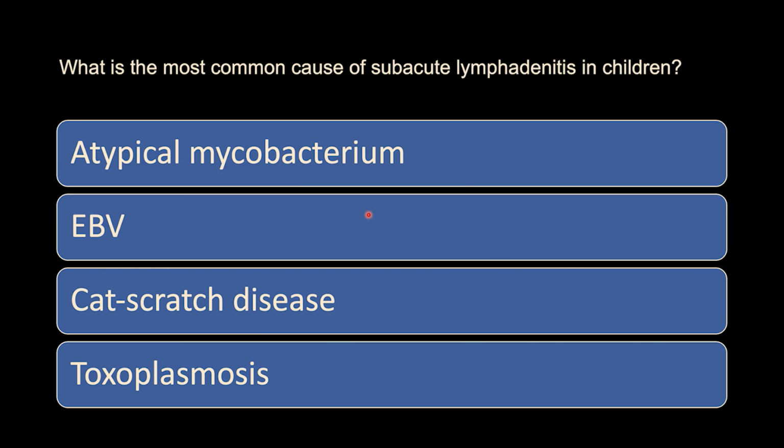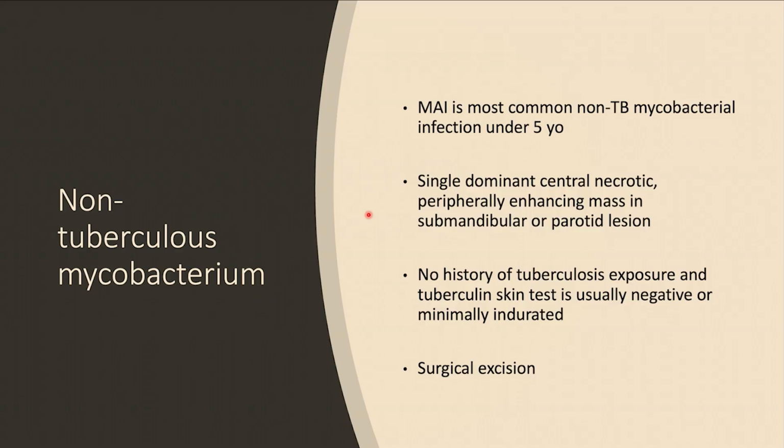Okay? If we switch to kids, what is the most common cause of subacute lymphadenitis in children? Sort of along the same lines, atypical mycobacterium. Now, it's the most common non-TB mycobacterial infection under 5, again, a single dominant central necrotic, peripherally enhancing mass. So when we see these big, matted, low-density masses in children, that's usually MAI.